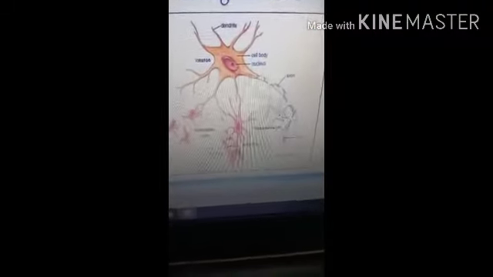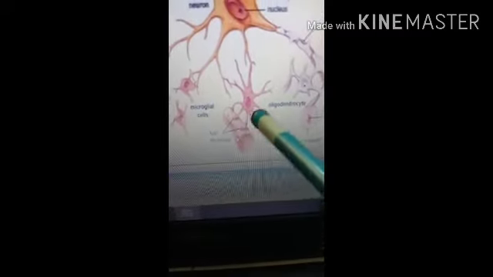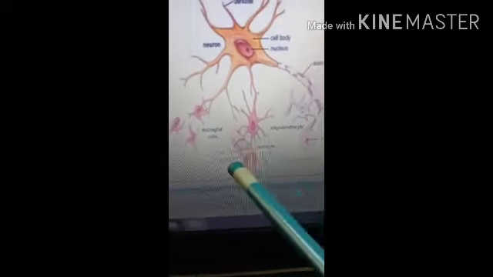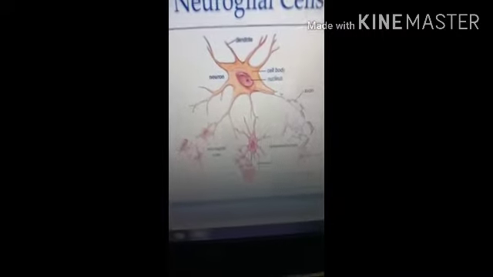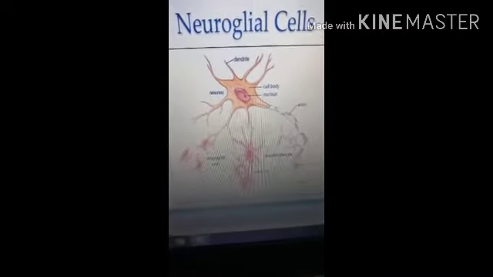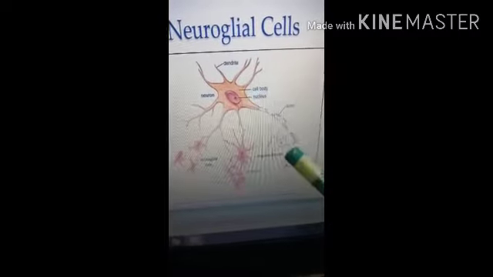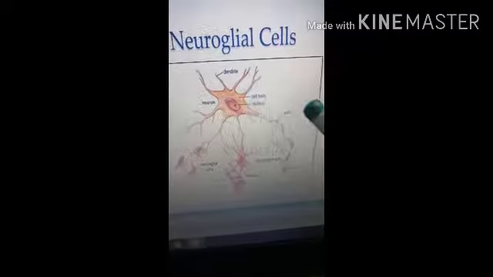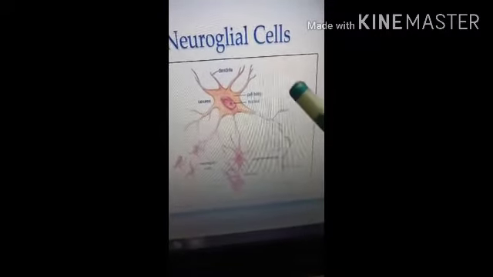So here you can see this is the astrocyte, and it has a long process which is attached to this region. The functions of the astrocytes: it fills up most of the extracellular spaces among the neurons, and their processes are in contact with the surface of the neuron and the capillaries.